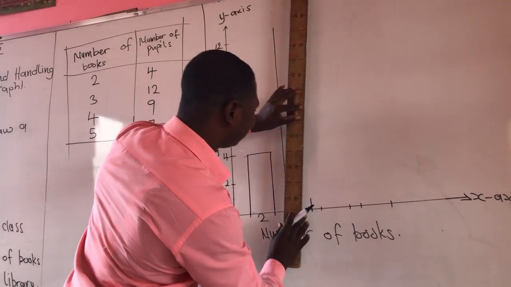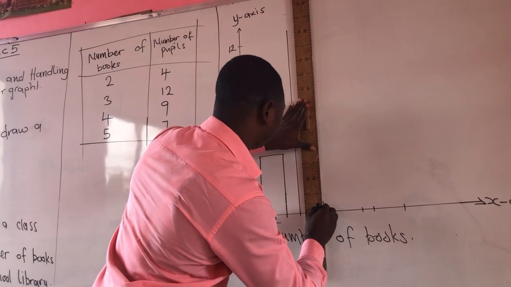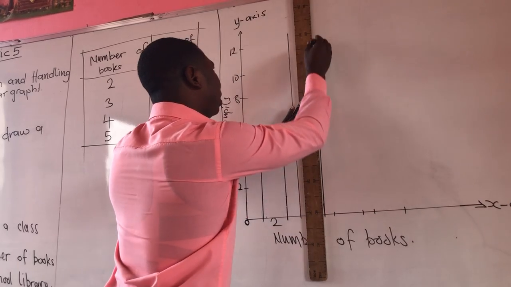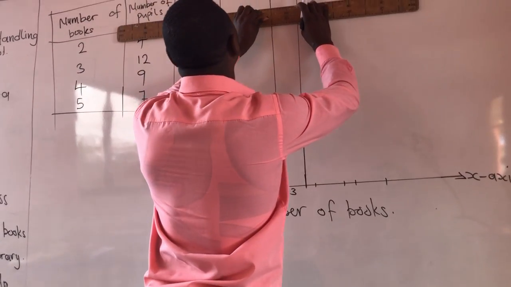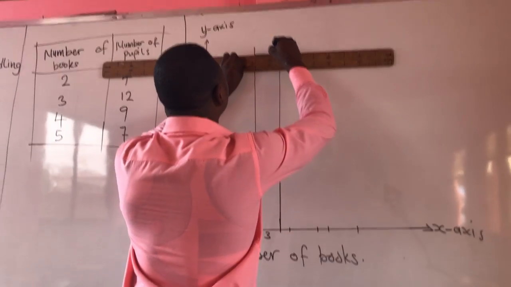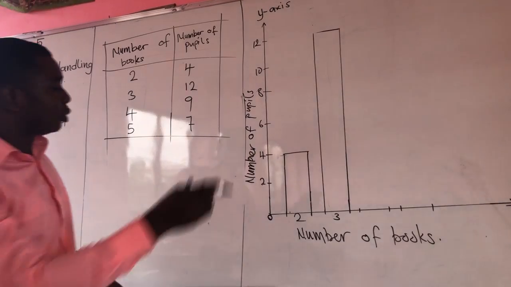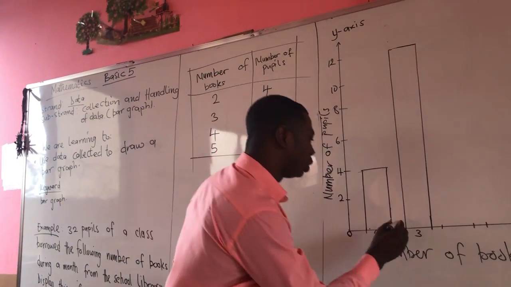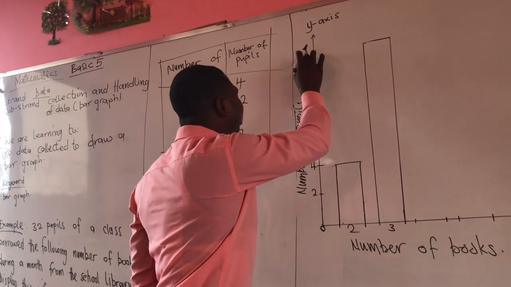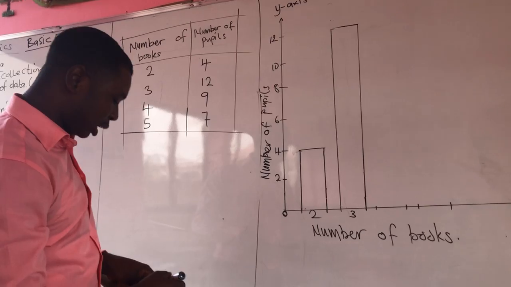You use the graph sheet. So this is how I do it. Good. So as you are seeing, this is how I do it. So 3 books were taken by how many people? 12 people. So the number of people is here, and the number of books is here.